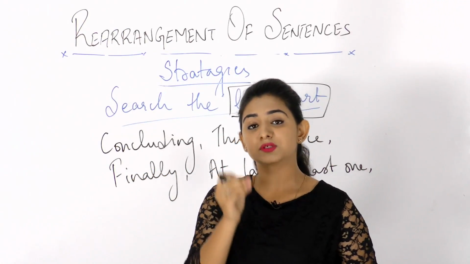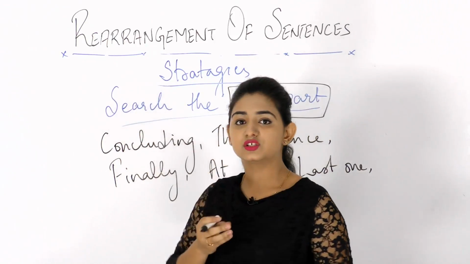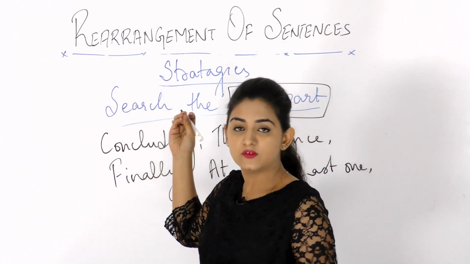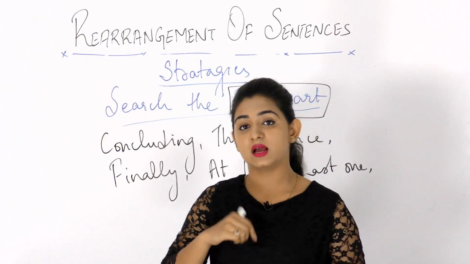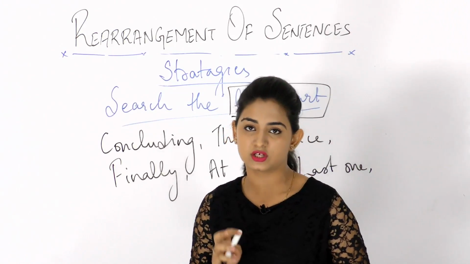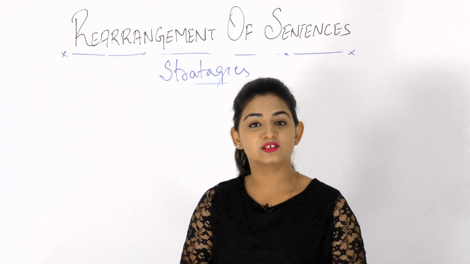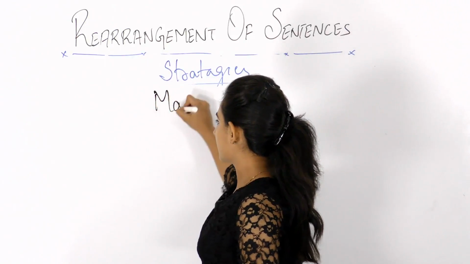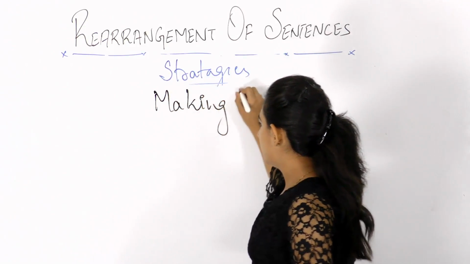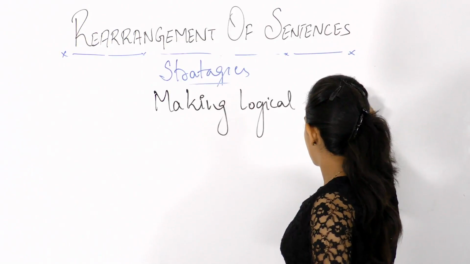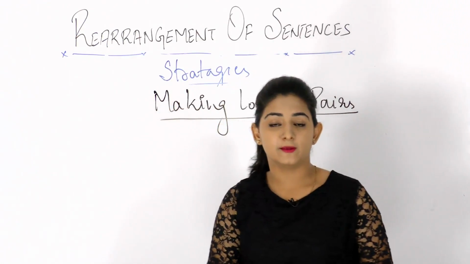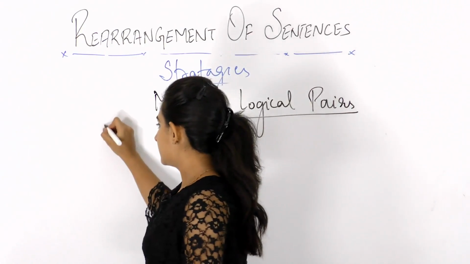There are times when we are not able to search for the first sentence or the second sentence or the last sentence. In that case, we try another strategy, that is making logical pairs. So the next strategy says making logical pairs. What do logical pairs say? We have 3 points in it.